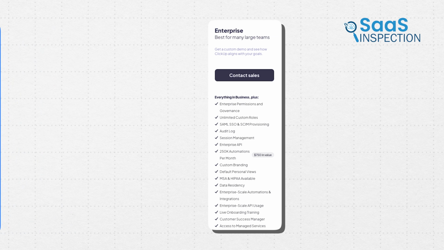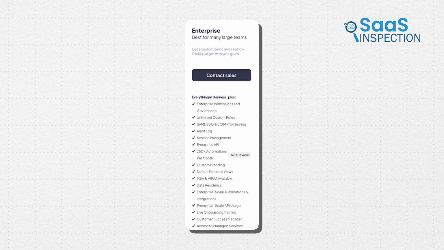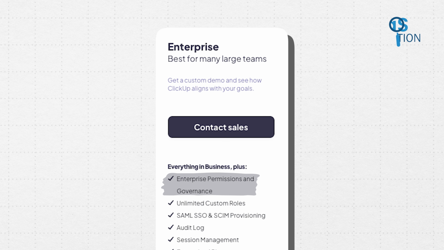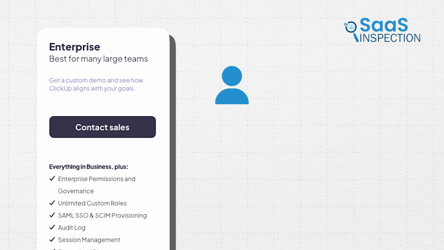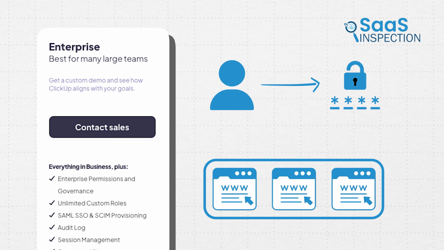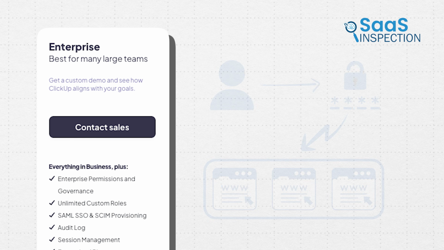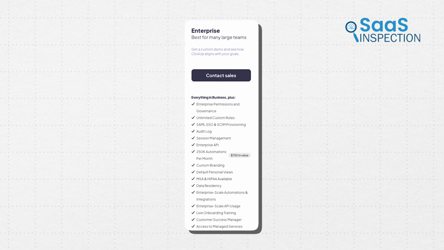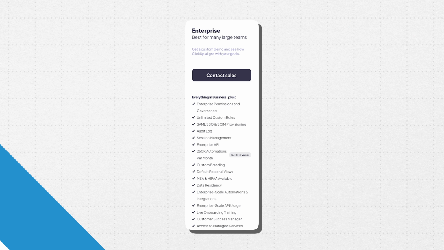At the top of the ladder, the Enterprise plan is designed for organizations that need advanced control. It unlocks advanced permissions, unlimited custom roles, and SSO, which stands for Single Sign-On. SSO means your team members can log into ClickUp using the same credentials they use for the rest of their company tools, rather than managing a separate password. For larger organizations, that alone can simplify onboarding and tighten security significantly.